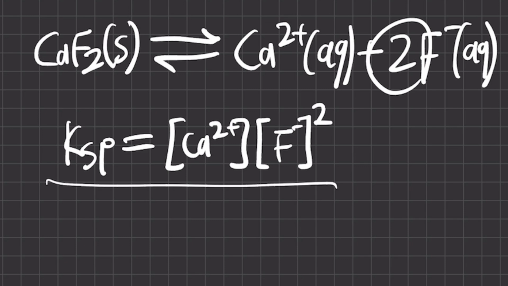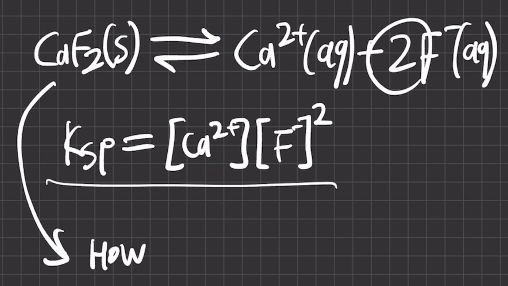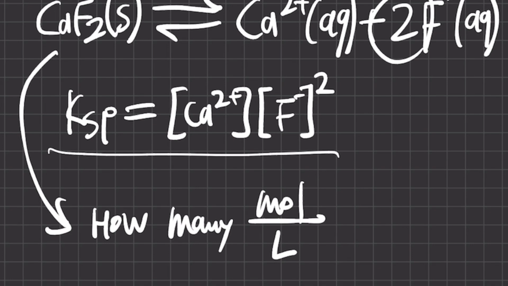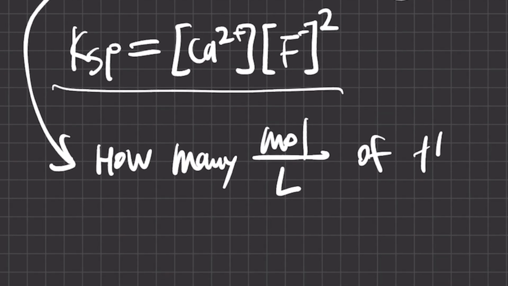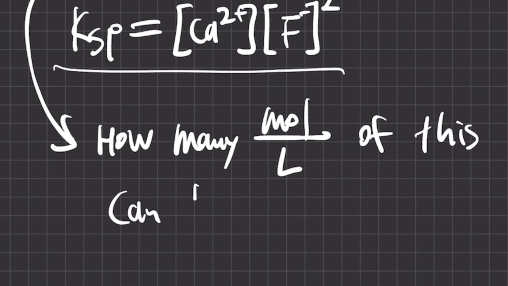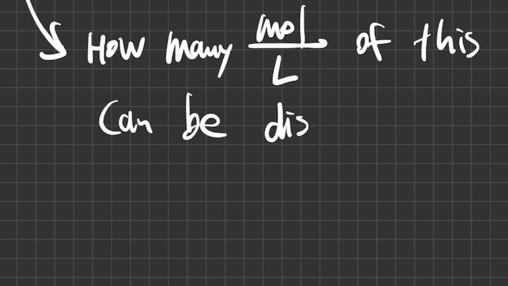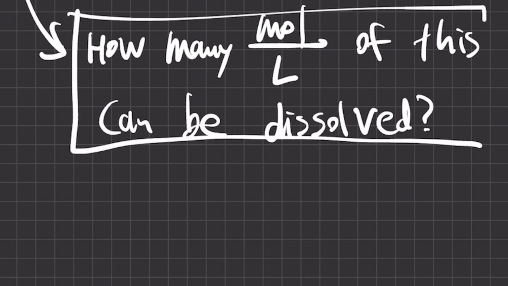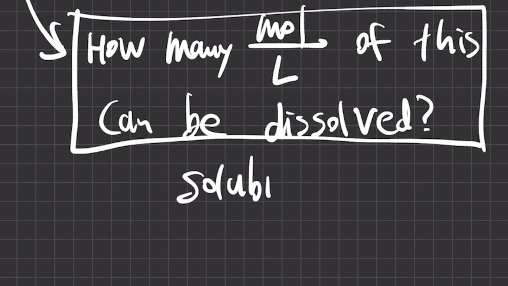However, solubility is defined by how many mole per liter of this can be dissolved. This is the definition of solubility. Now let's look at some examples.